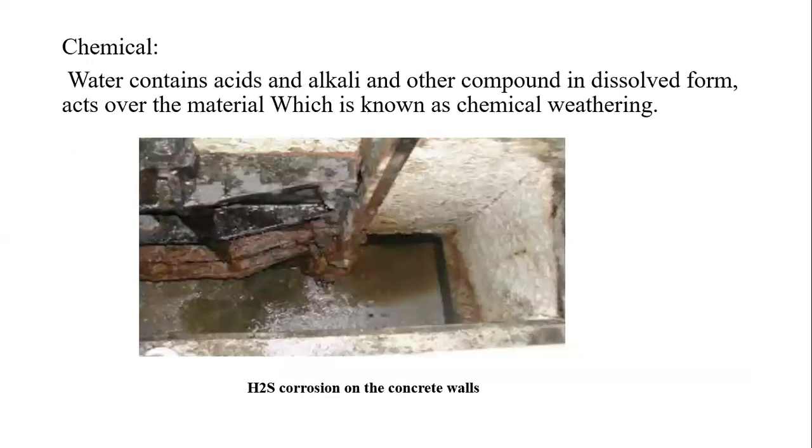The next one is chemical. Water contains both acidic and alkaline substances, and both will corrode the structure of the wall. This is called chemical weathering. In this picture, you can see H2 corrosion on the concrete walls. Because of the acidic condition, corrosion happens in the wall.